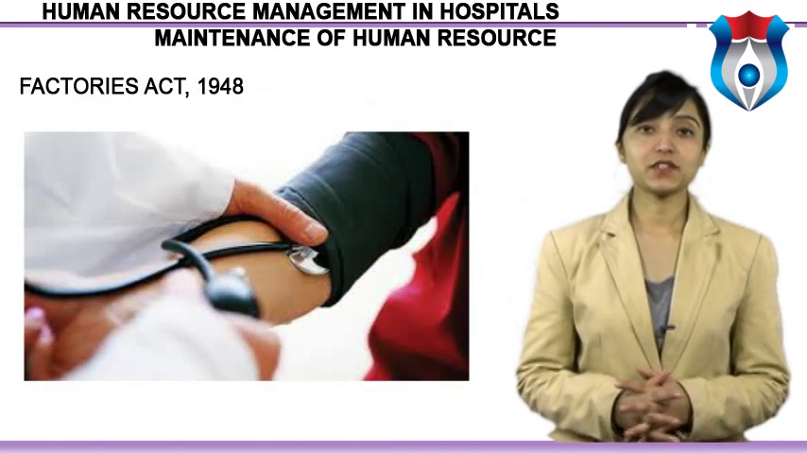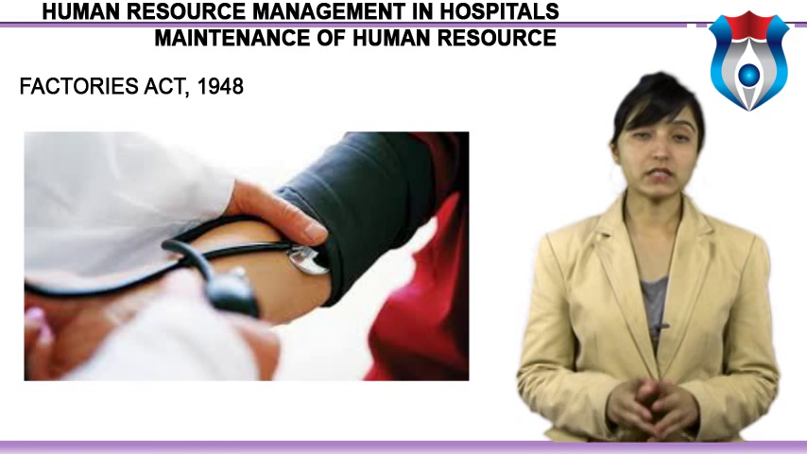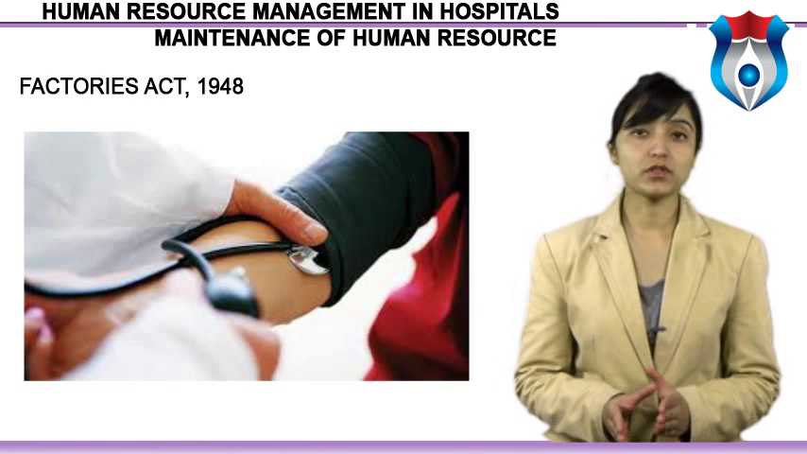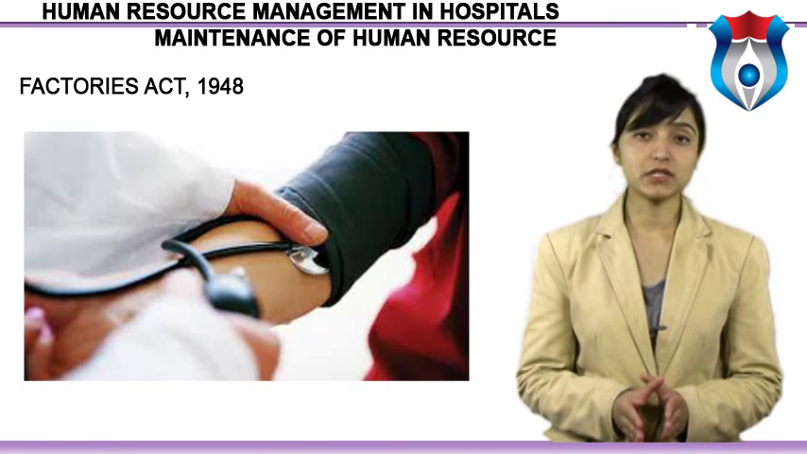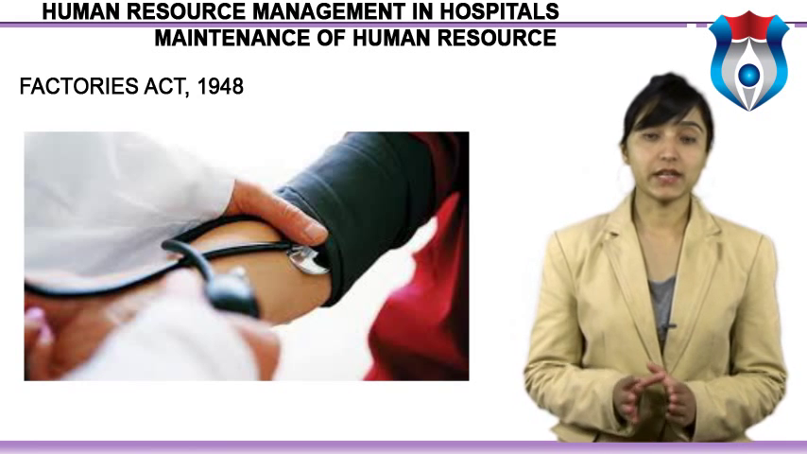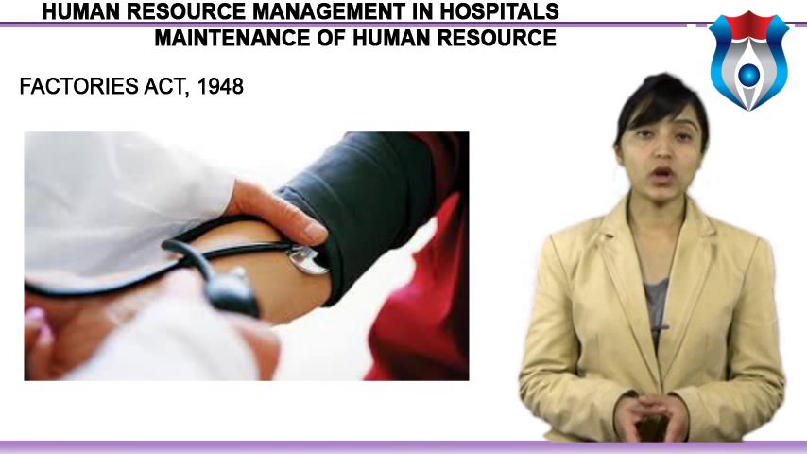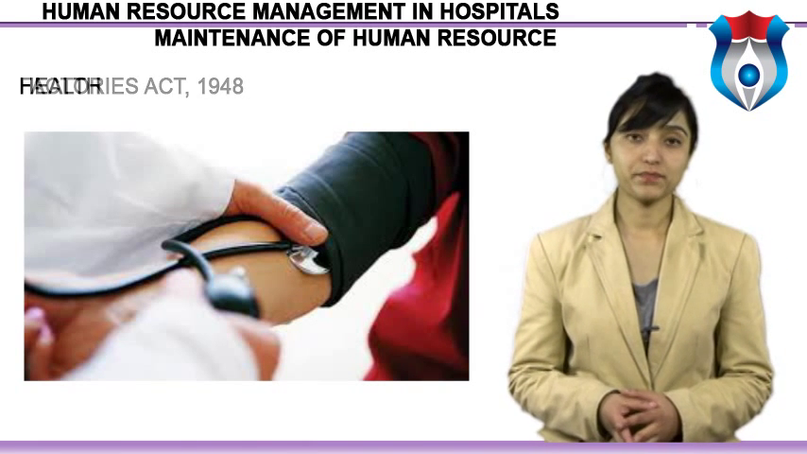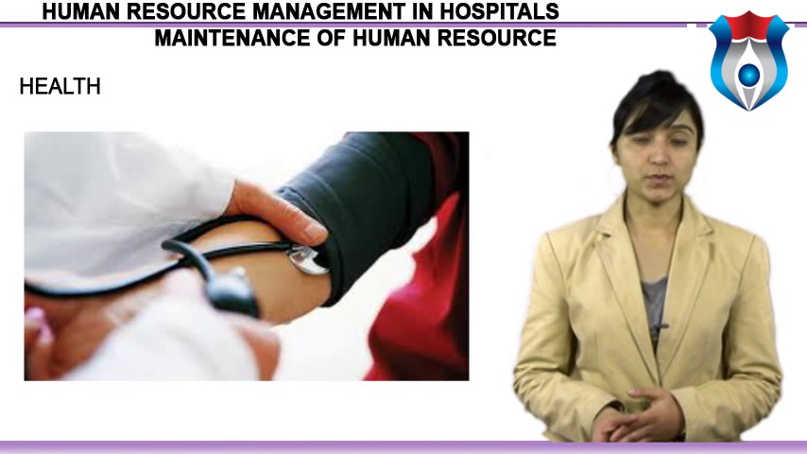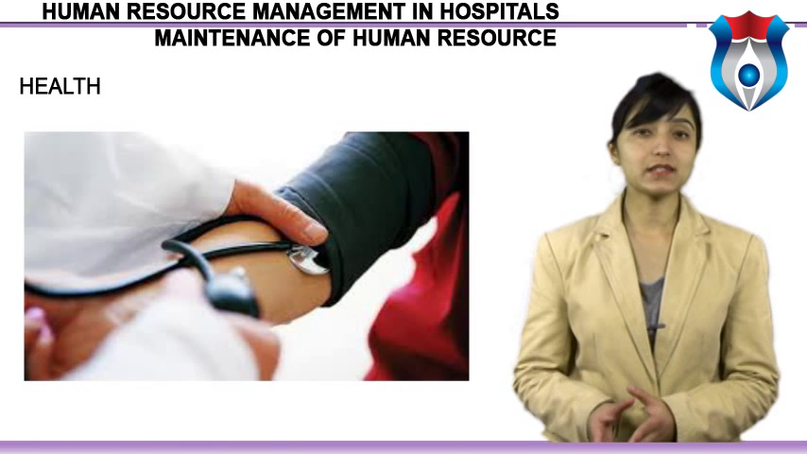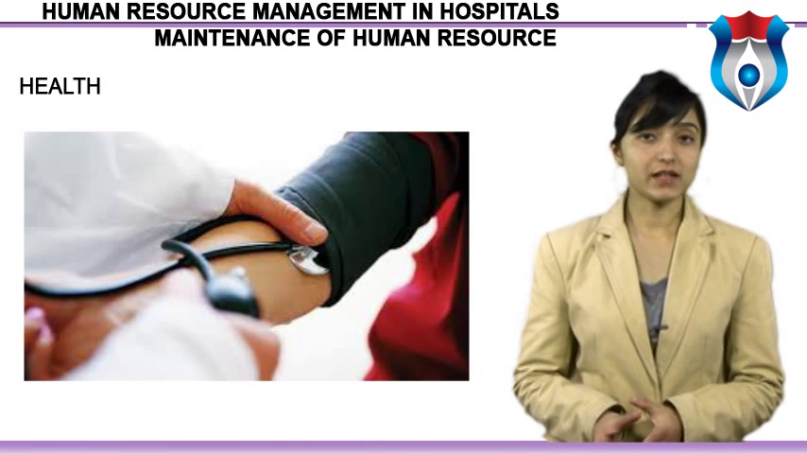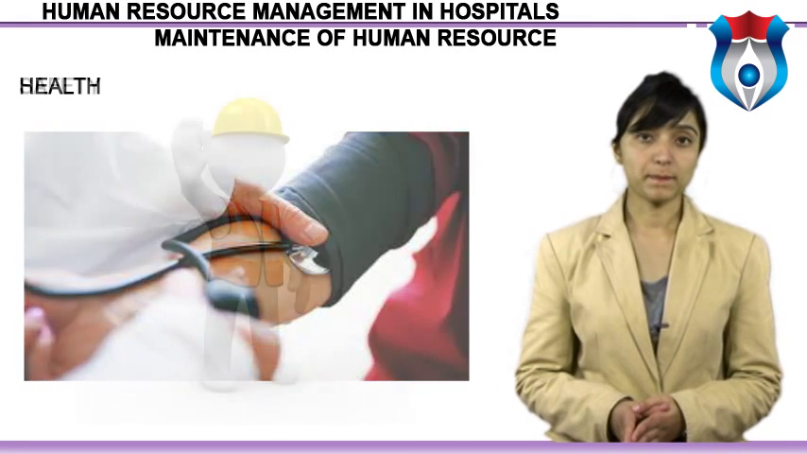Factories Act 1948. The Factories Act 1948 by the Government of India makes it obligatory for the employer to observe the provisions contained in the Act. Some of the main provisions are regarding health, safety, welfare and working conditions. Health. Health provisions have to be arranged by the management to ensure that they have healthy employees working for them. Healthy employees make a healthy organization.